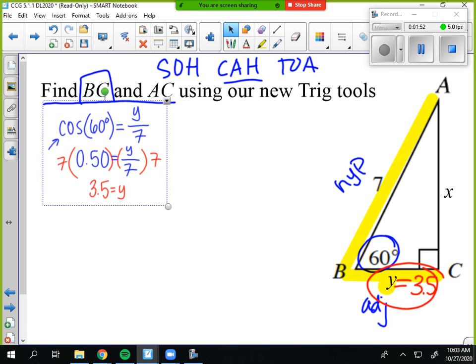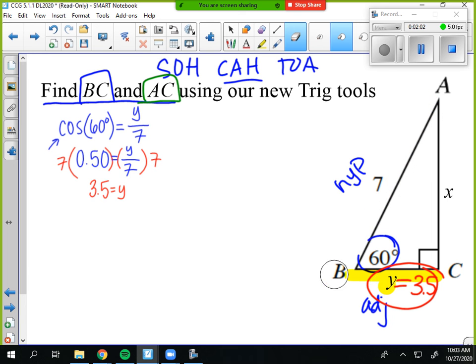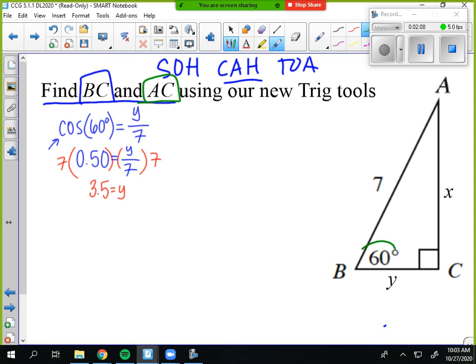And now let's focus on finding AC. So let's get rid of all of this crazy highlighting because that's going to be different for this different side length, right? If I want to find AC, I'm still going to use 60 degrees and 7. I suppose I could use 3.5 if I wanted to, right? Because now I know that side length, but I'm just going to use that hypotenuse.